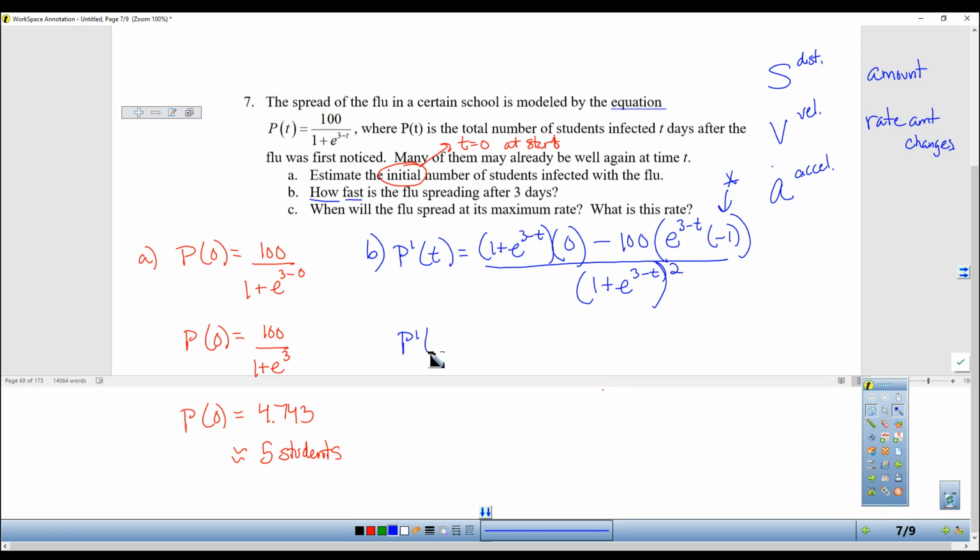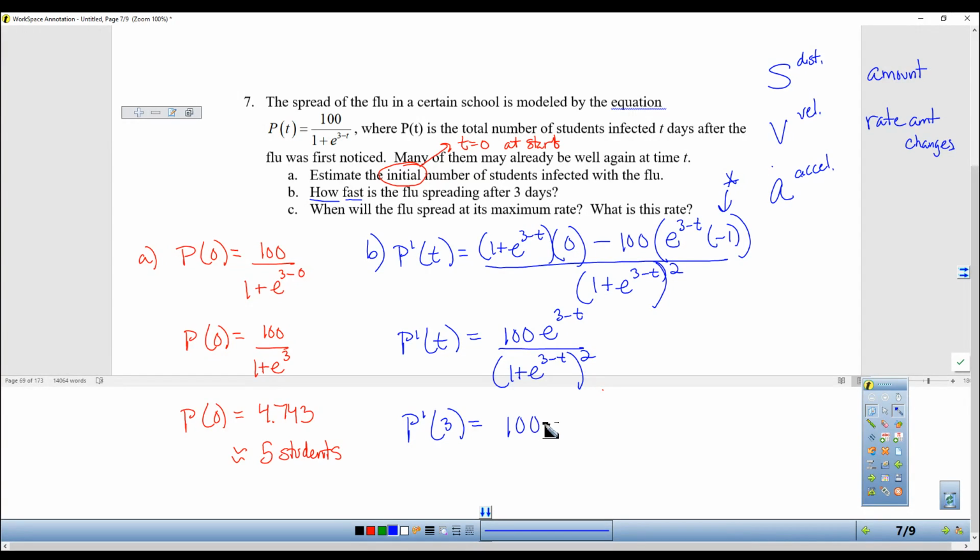So P prime of t is equal to 100 e to the 3 minus t over 1 plus e to the 3 minus t squared. How fast is the flu spreading at 3 days? So this is a general formula. I can tell you on any day how fast the flu is spreading if this formula is correct. But I want to know it at 3 days.